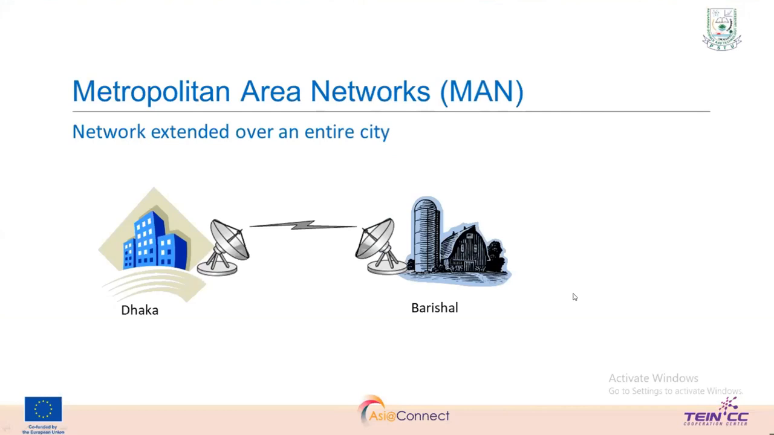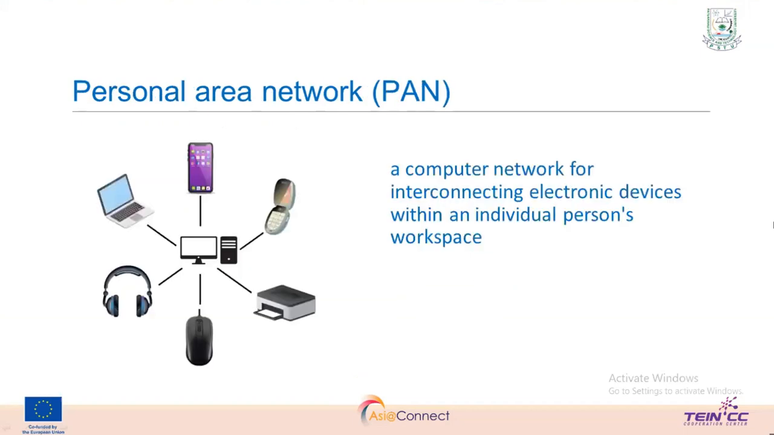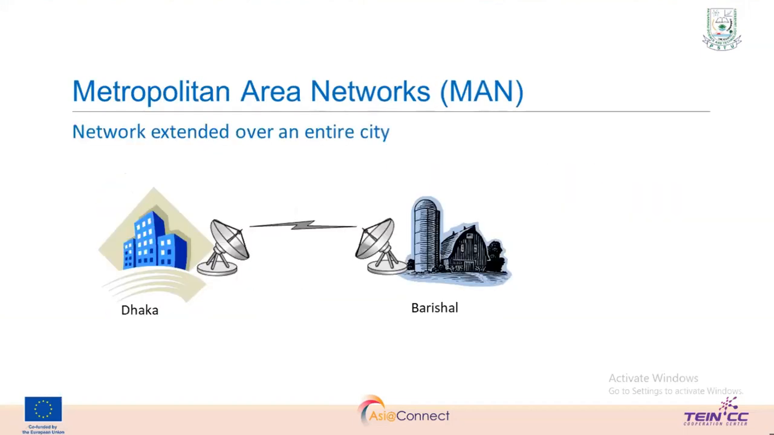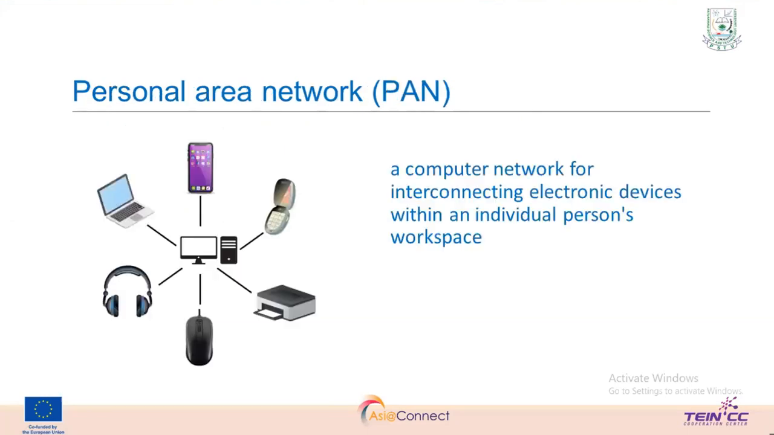The metropolitan area network is a network extended over an entire city, like the cable TV network, where the network is spread within a city or within a metropolitan area, or some local ISP networks are also of the type of metropolitan area networks. The size of metropolitan area networks is larger than local area networks.